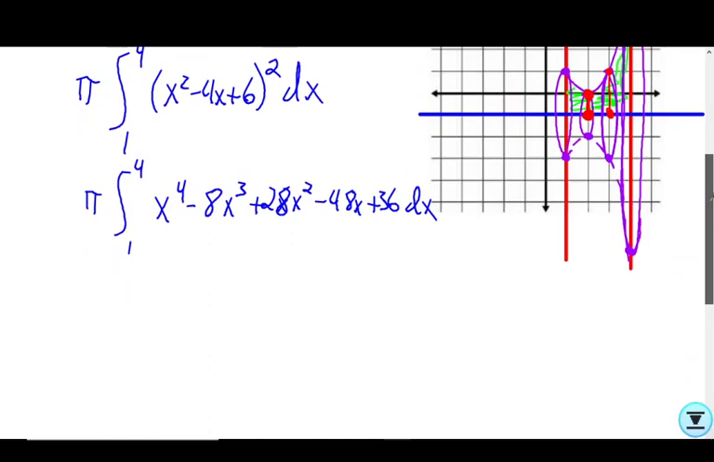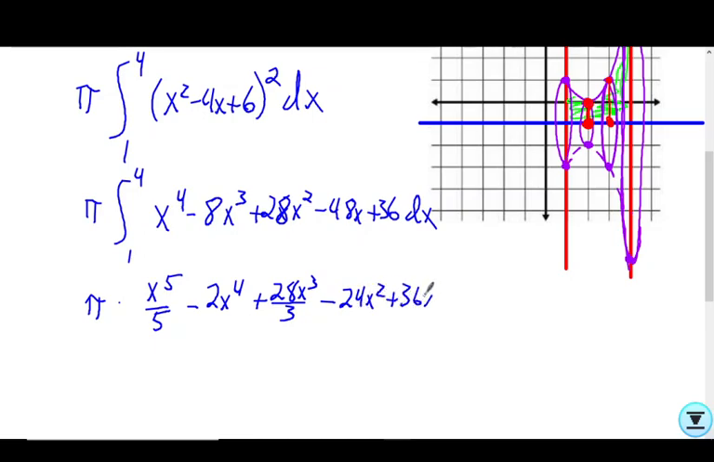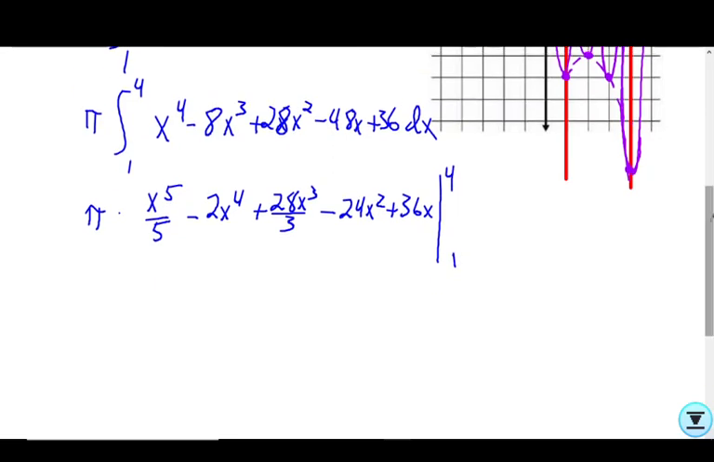So the next easiest thing is to do this. Okay, all right. Next, we take the antiderivative. So relatively easy part, so this is pi times all of this, but we end up with x to the 5th over 5 minus 2x to the 4th plus 28x cubed over 3 minus 24x squared plus 36x. We're going to evaluate it from 1 to 4. Okay? And now it's just plugging in.